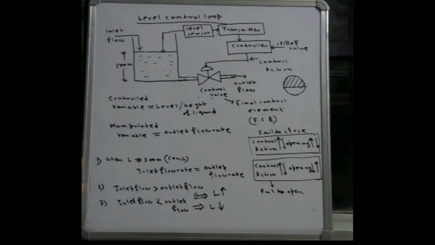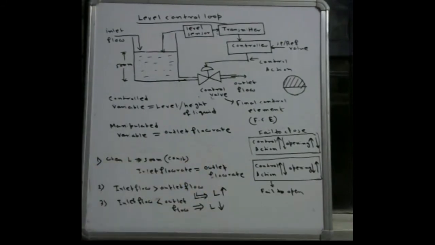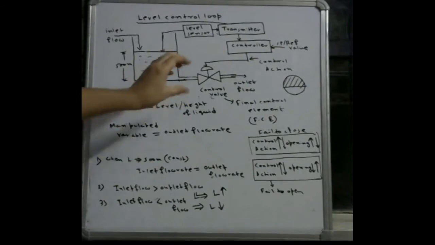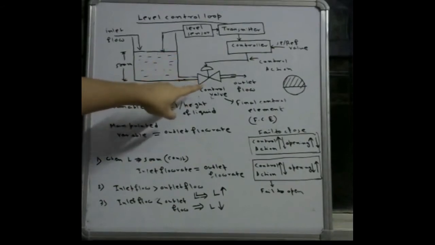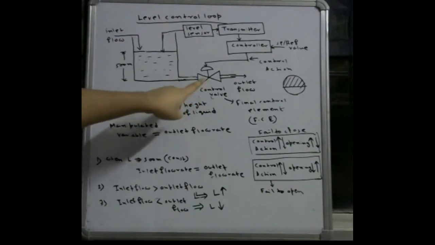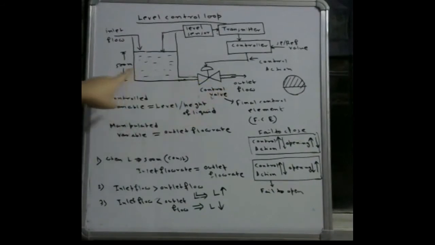When the control valve opening will be the manipulated variable. When we are controlling the flow, when the control variable is now flow, if we are controlling the flow of a process, then at that time we have to control the opening of the control valve. In this case also we are controlling the opening of the control valve, but that opening is not directly connected to the process.